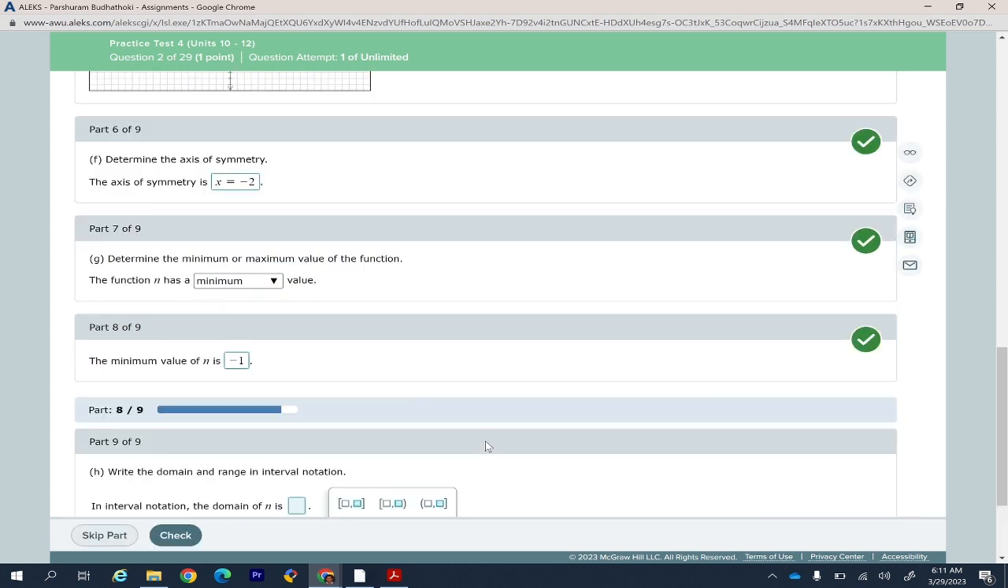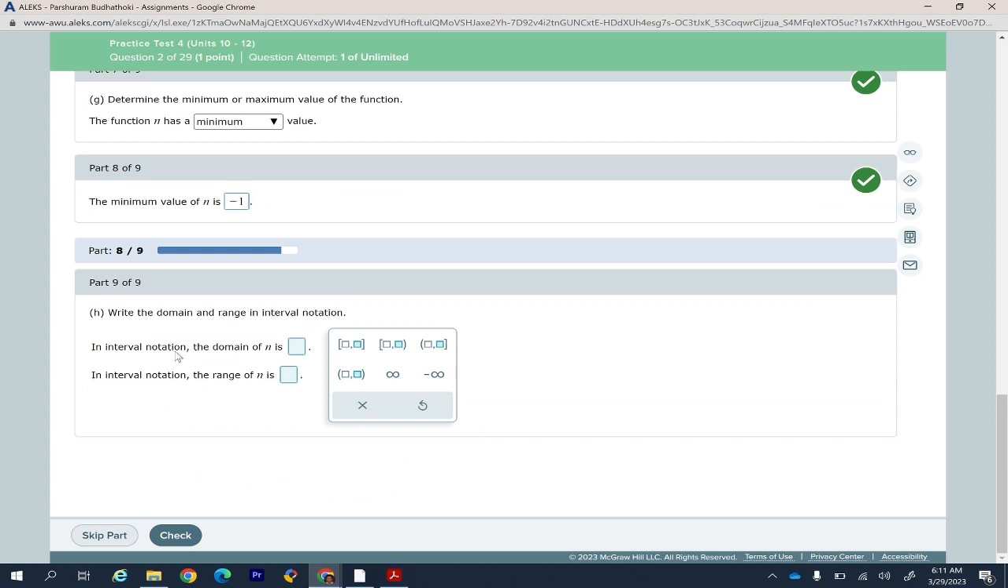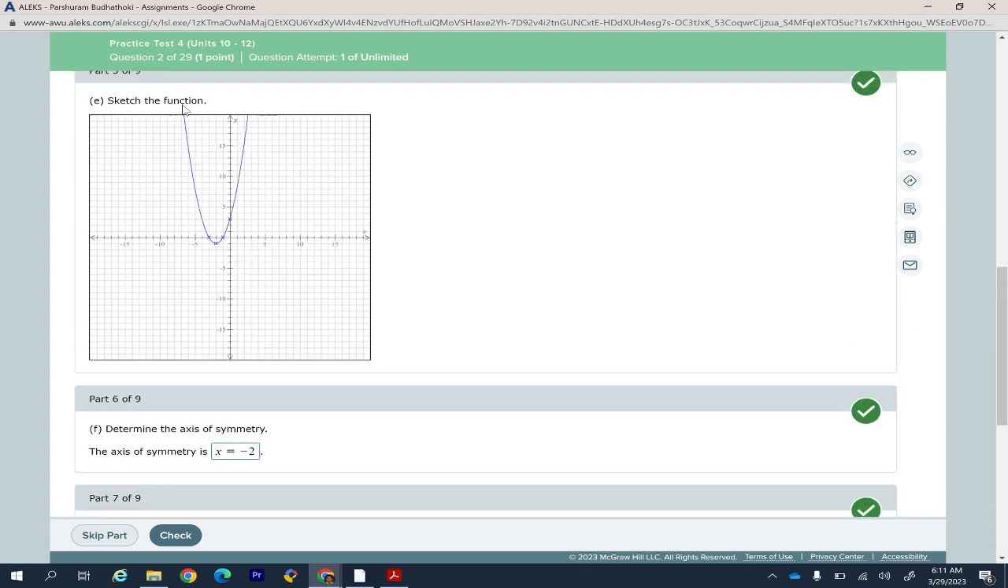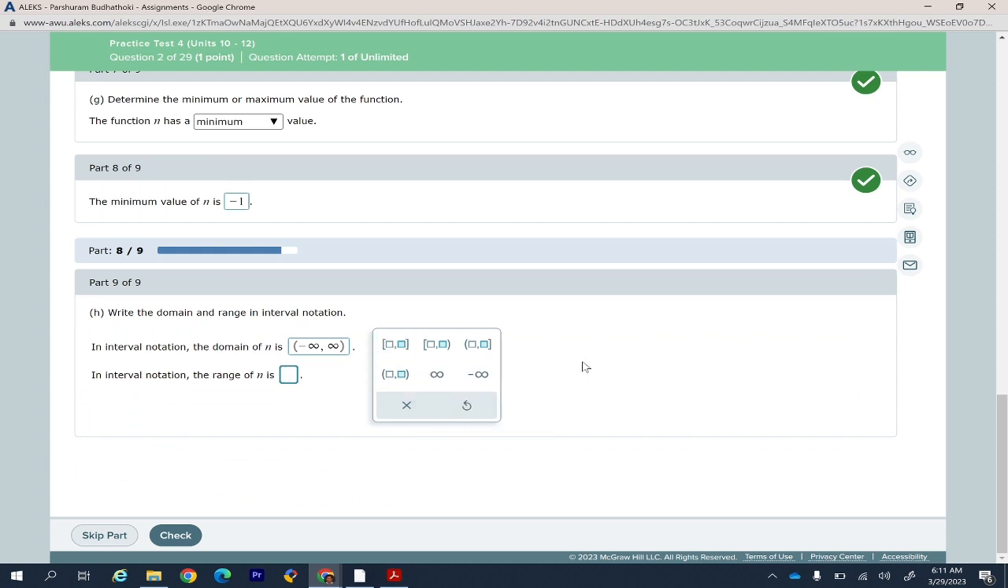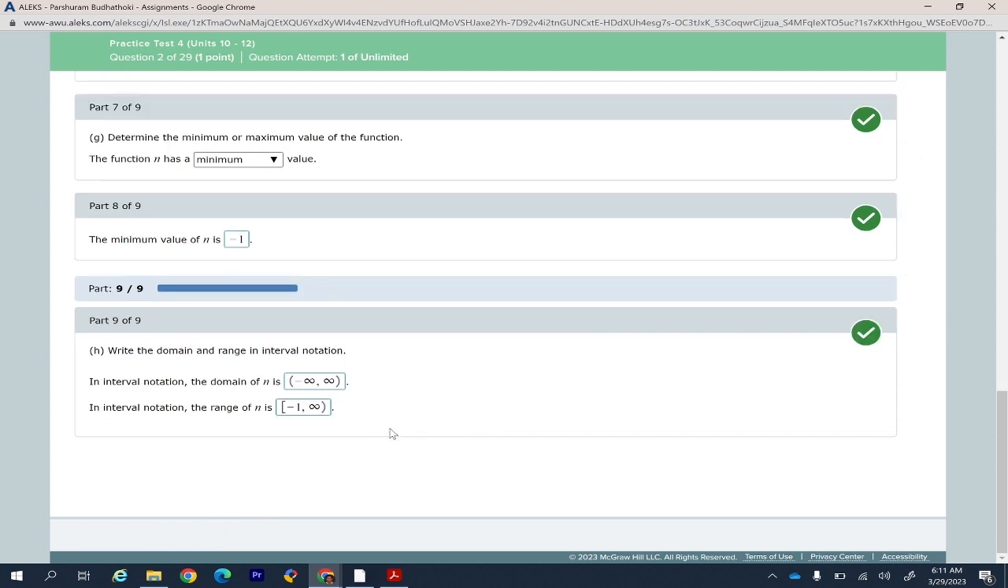Always keep in mind, the parabola gives you either a maximum value or a minimum value. The domain for the parabola is always all real numbers, and the range comes from, if it's concave up, starts from the vertex and goes up to infinity. So that means it starts from -1 and goes up to infinity. Okay, so that's question number 2.